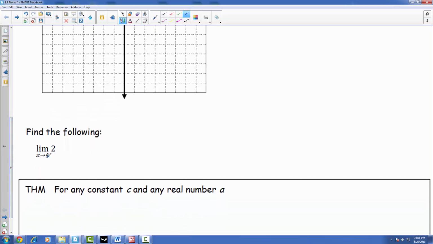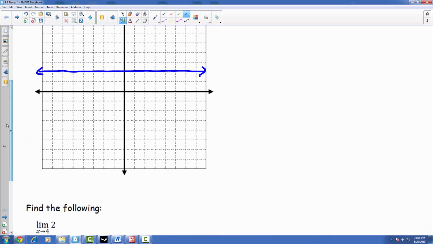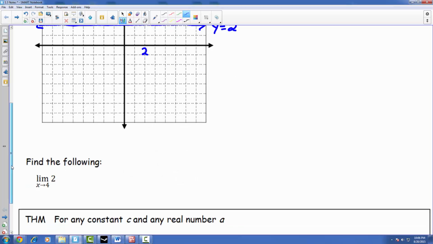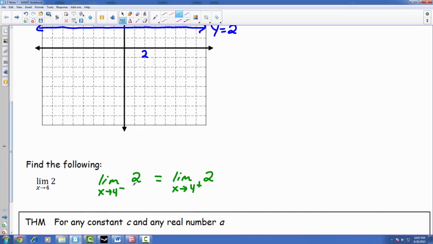The limit as x approaches 4 of that function 2, the one that we just graphed. Since we have this function, y is equal to 2, and we have this limit that we're looking for, we know from our 1.2 set of notes that the limit as x approaches 4 from the left side of our function must be equal to the limit as x approaches 4 from the right. So our limits should end up matching at the same spot.